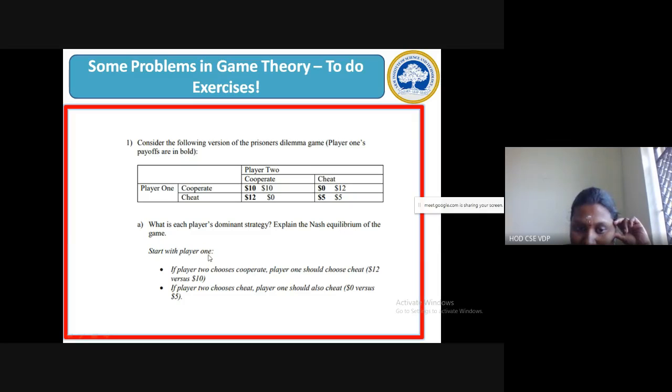Start with player 1. If player 2 chooses cooperate, player 1 should choose cheat. If player 2 chooses cheat, player 1 should also cheat for $5. Okay. Right, so start with player 1. We'll start with this player and you tell me what is going to be the optimal strategy, whether there exists a Nash equilibrium or not. Now quickly tell me what is the Nash equilibrium here.